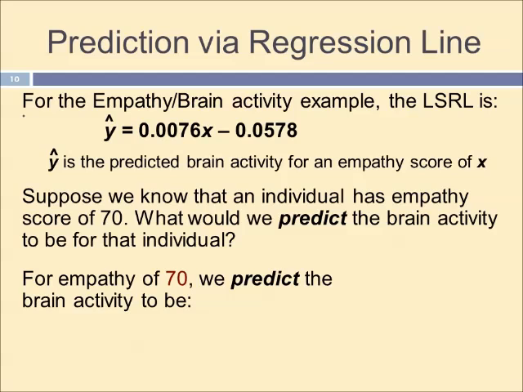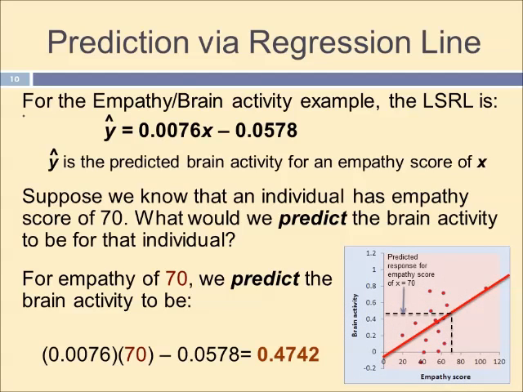Well, we predict the brain activity by simply plugging the number 70 into that equation, where x is 70. Solving, we get a brain activity of 0.4742. If you remember the graph I showed earlier, the horizontal dotted line with an empathy score of 70 hits right around 0.4 something. So that goes along with what we observed earlier.